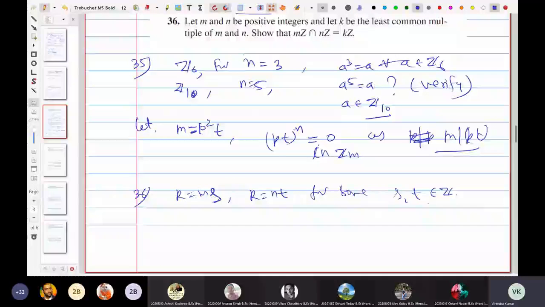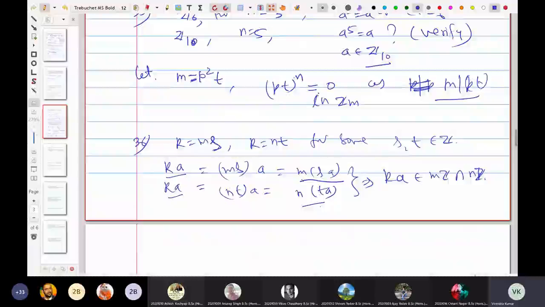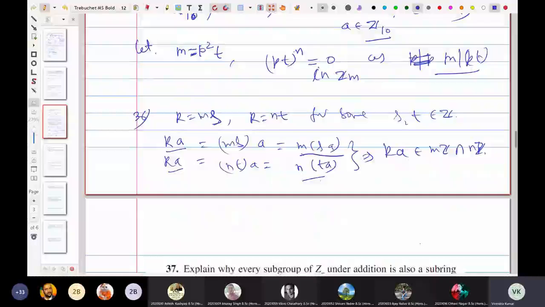And therefore we can write ka as m times s times a, and this equals m times sa. So this is a number of the form m times something. And similarly, you can write ka as nt times a, and this is going to be nt times a. Fine. So you can express every ka in this form and in this form as well. So it is m times something, it is n times something. It means what? This implies that ka belongs to mZ intersection nZ. Okay, so this proves one way of inclusion.